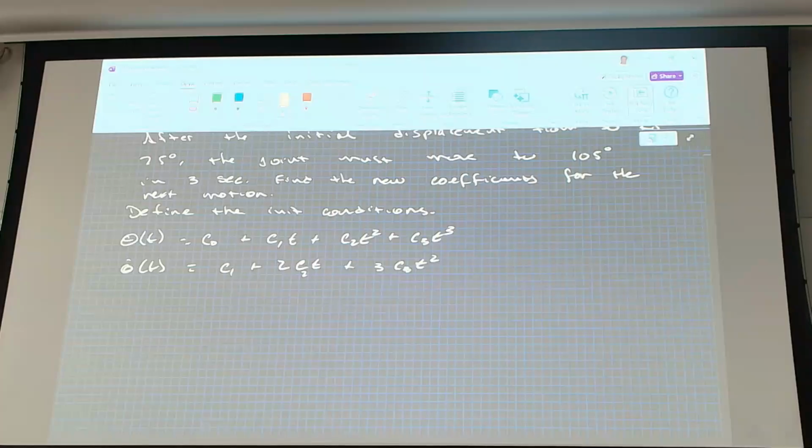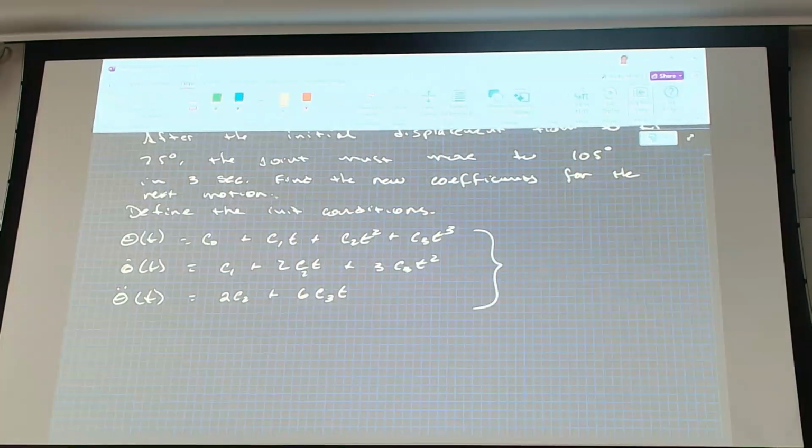And again, now we want to actually look at the acceleration. So our acceleration of t is we're going to see 2c2 plus 6c3 t. So far, so good. So these are our equations.